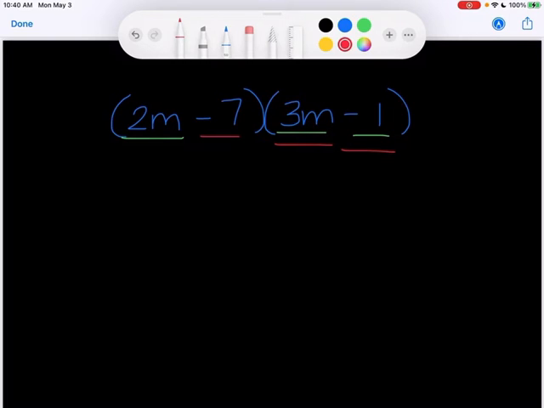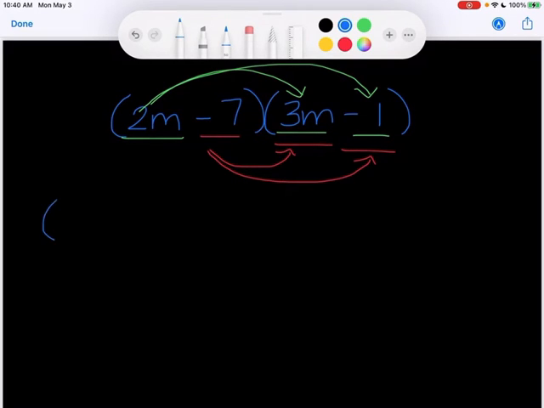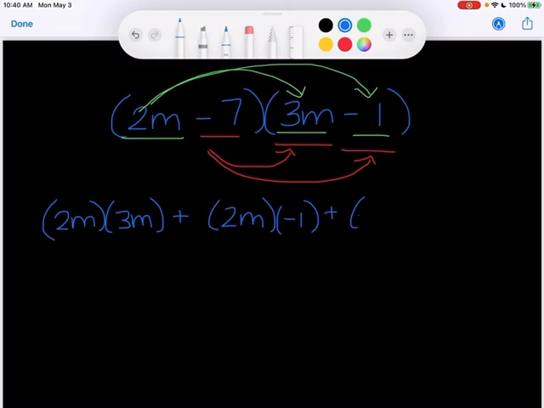So I need to distribute. I need to multiply the 2m times 3m and the 2m times negative 1. And I need to multiply the negative 7 times 3m and the negative 7 times negative 1. So I'm going to write this out. We've got 2m times 3m plus, then we've got 2m times negative 1 plus, then we've got negative 7 times 3m plus, and then I'm running out of room, but then we've got negative 7 times negative 1.